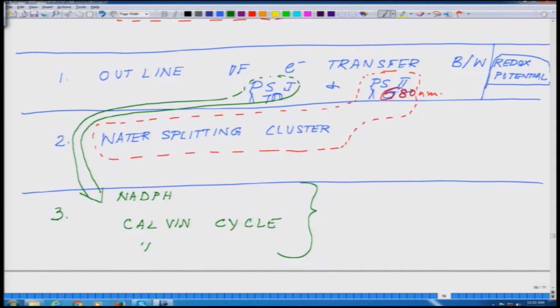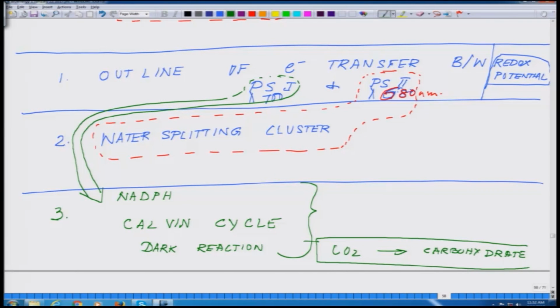Or the dark reaction of photosynthesis, where CO2 to carbohydrate, or the carbon sequestration which is happening. And from here we will talk about C3 and C4 plants and what we learned from them.